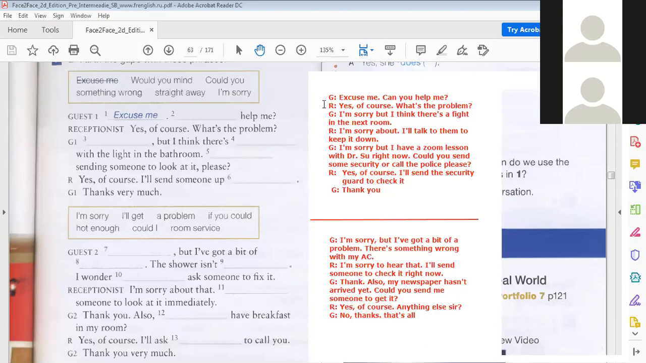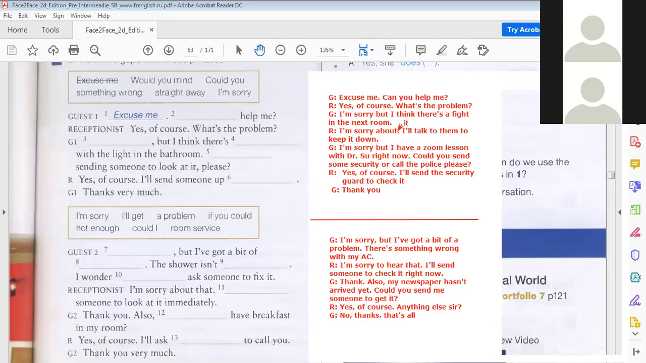Okay. Excuse me, can you help me? Yes, of course. What's the problem? I'm sorry, but I think there is a fight in the next room. I'm sorry about... I forgot it. Say it. Okay. I'm sorry about it. I'll talk to them to keep down. Keep it down. I'm sorry, but I have a Zoom lesson with Dr. Su right now. Could you send me some security or call in the police, please? Yes, of course. I'll send the security guard to check it. Thank you. All right. Nice.